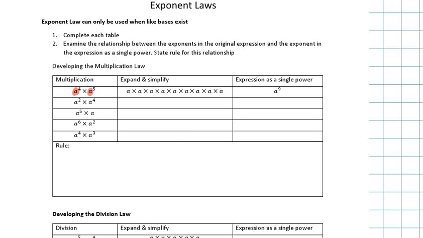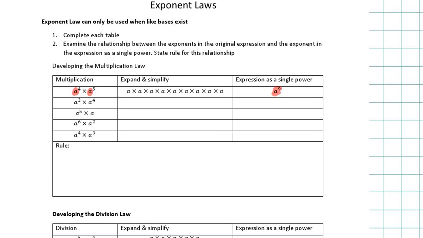Now I'm also multiplying it by a to the power of 5. So that's another a times a times a times a times a. Altogether, how many a's multiplied together do I have? 9. So that's why I write it as a to the power of 9. So we add the powers. Exactly, we don't multiply them. You just came up with a rule: when you have two exponential terms that have the same base and they're multiplied together, you add the exponents.